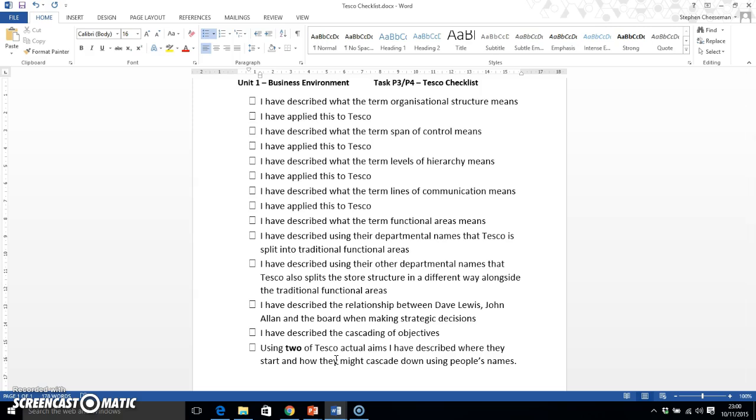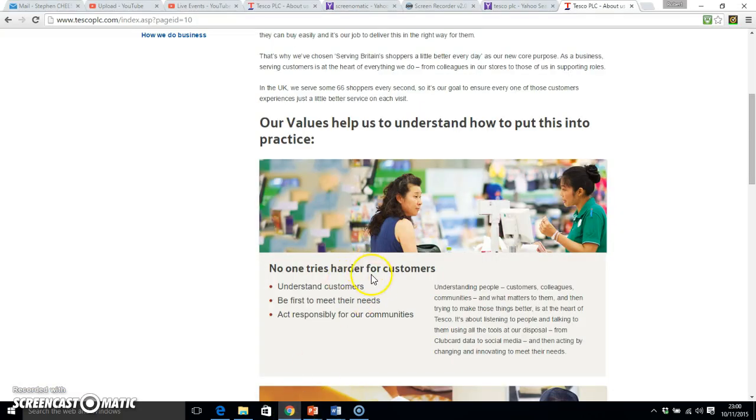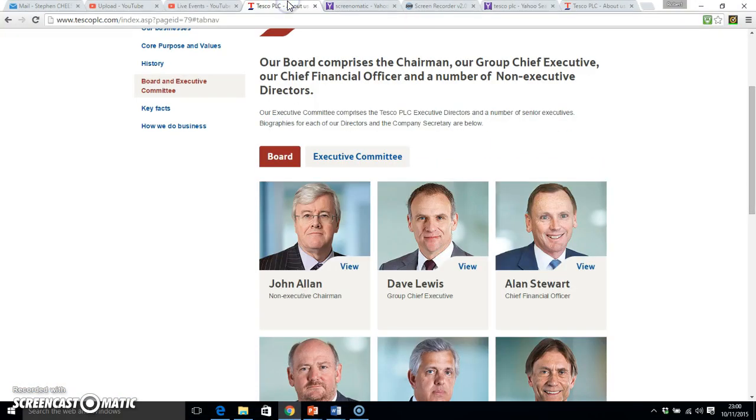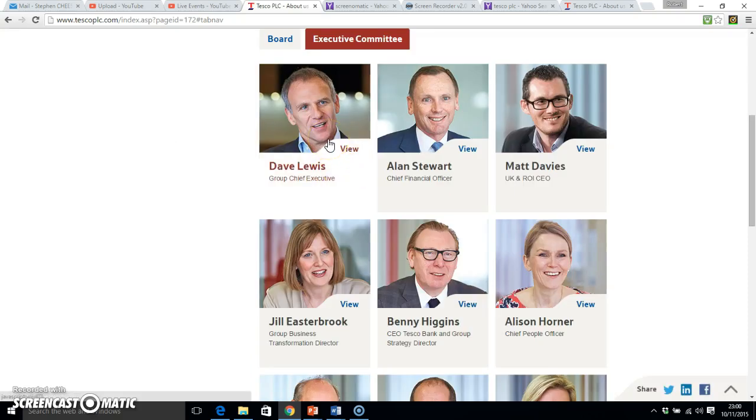You've got to use people's names. So if we have a look at one of the objectives first, no one tries harder for customers. We've already said that the person responsible for making the decisions is going to be Dave Lewis. Dave Lewis then goes to see the board, and the board say, yeah, fine, we're happy that no one tries harder for customers, but it's not Dave that's trying hard for customers.